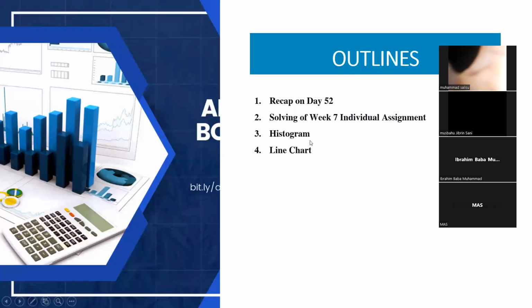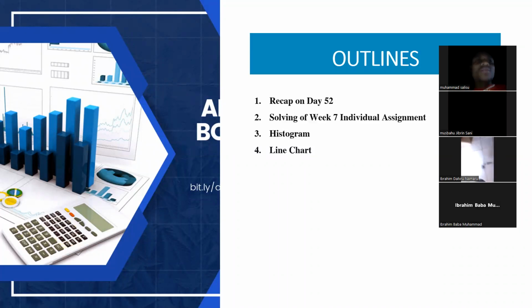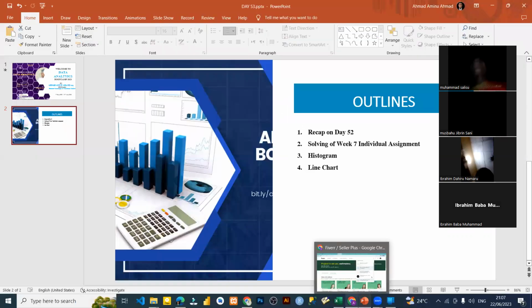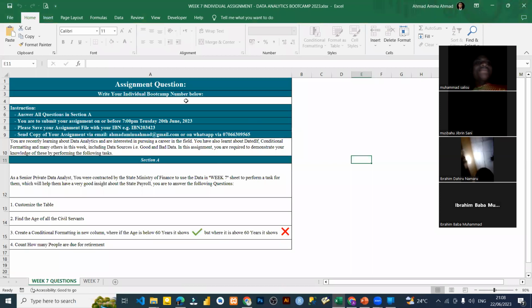Sorry, like always, we start by showing our outline. That is what we are to cover for the day. If you can see, we are going to have a recap on day 52 and we will solve the week 7 individual assignment. Then we will discuss histogram and line chart if time permits. These are what we will cover for the day. So let me just hover over the assignment of week 7.